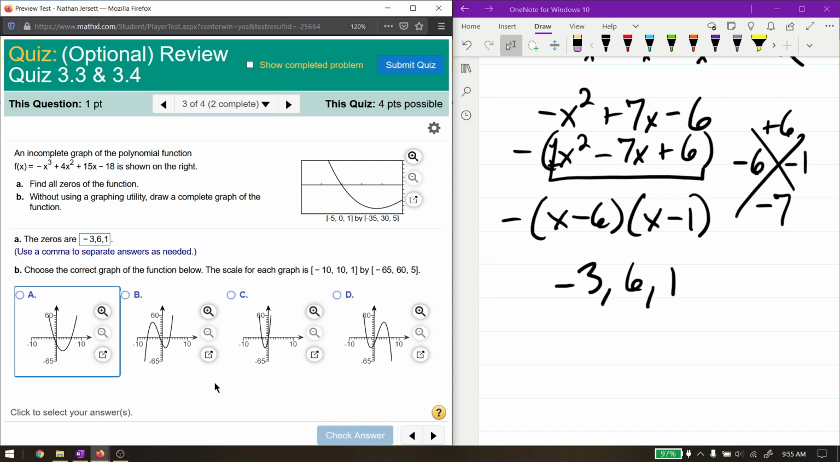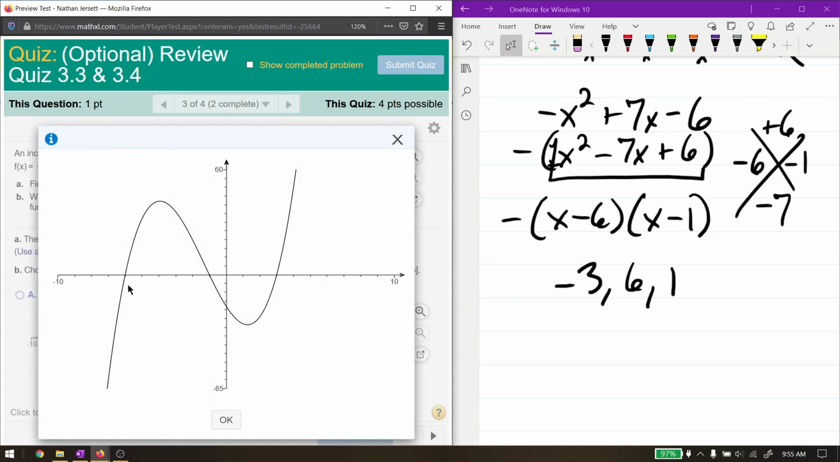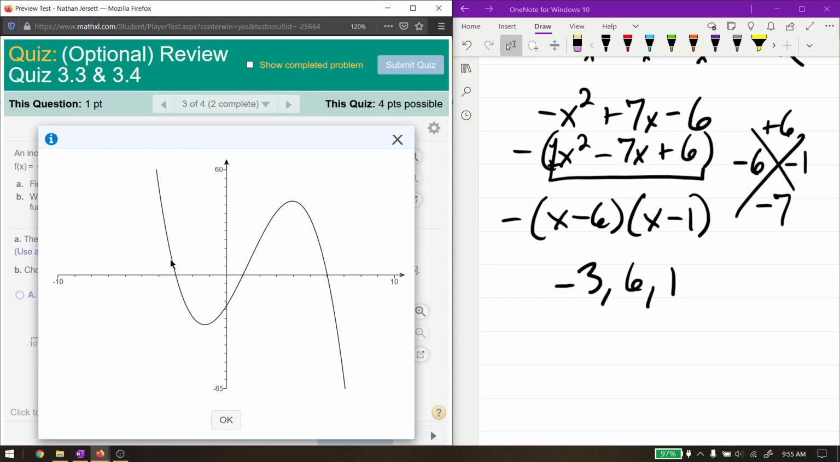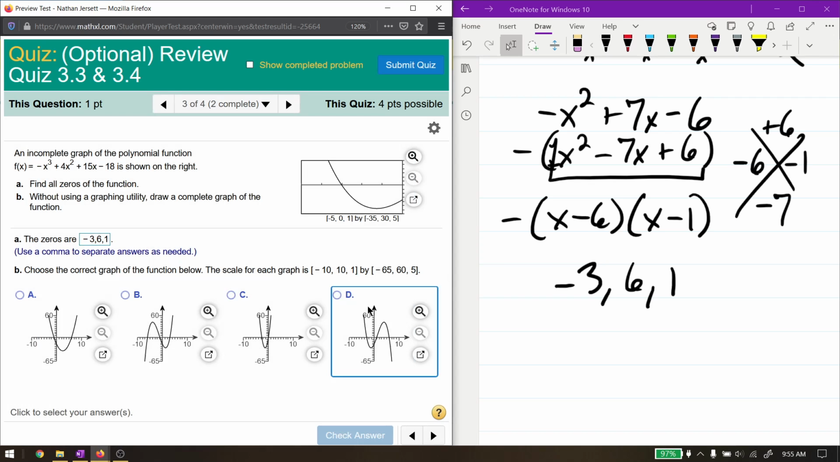Which one is it? Well, let's see here. We have -3, 1, 2, -3. This -3 should be a 0, and this one doesn't have it there, so it's not b. D has -3, +1, and +6. So this one has the right graph. It has the right look here.